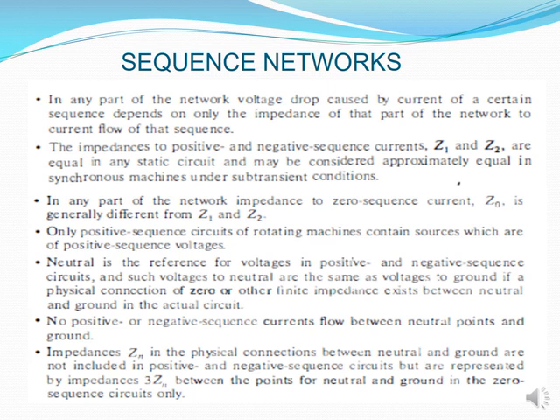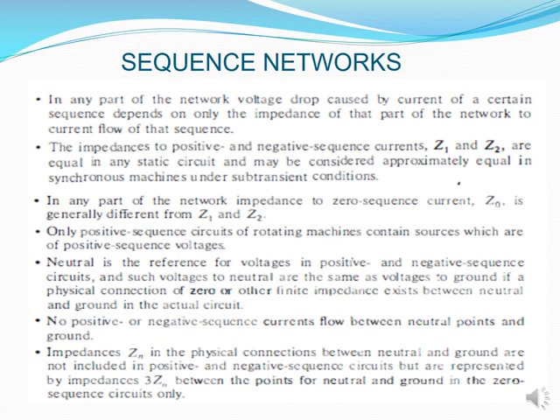Now, in this chapter, we're not dealing with that. We're dealing with unsymmetrical faults, which means they are not balanced. So for this type, that's where you're going to get your sequence networks coming in. In any part of your network where voltage drop is caused by your current, it depends only on the impedance of that part of the network where the current is actually occurring.